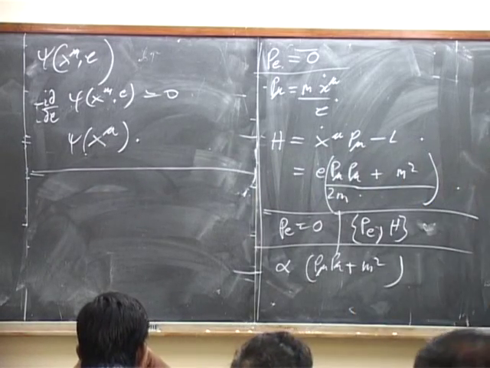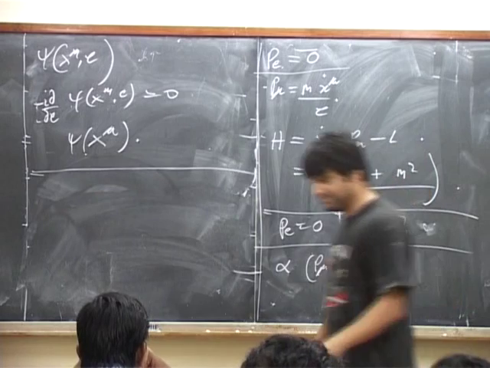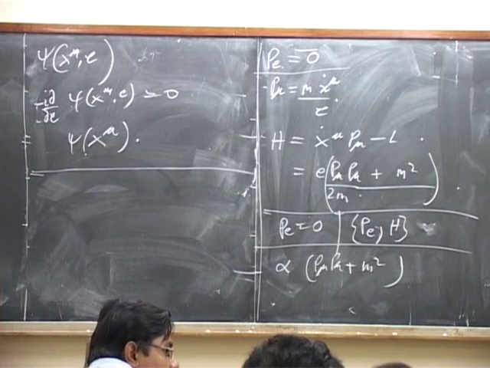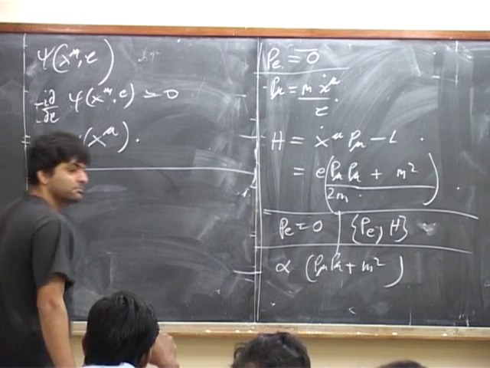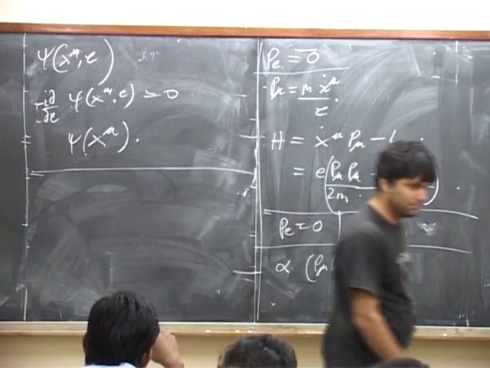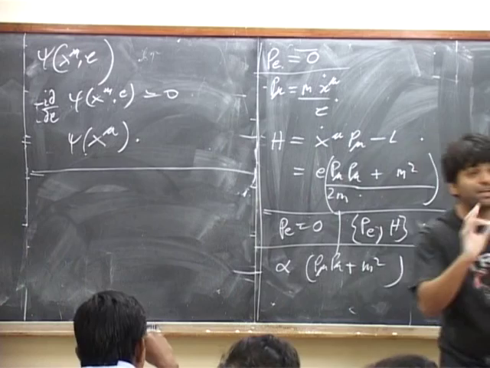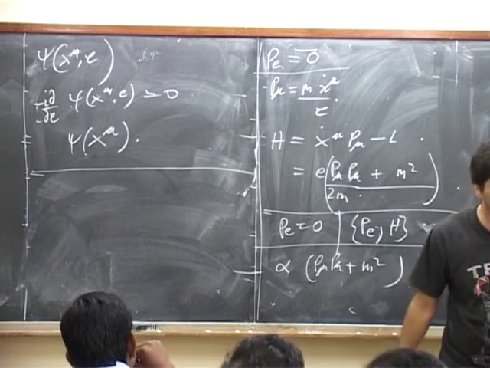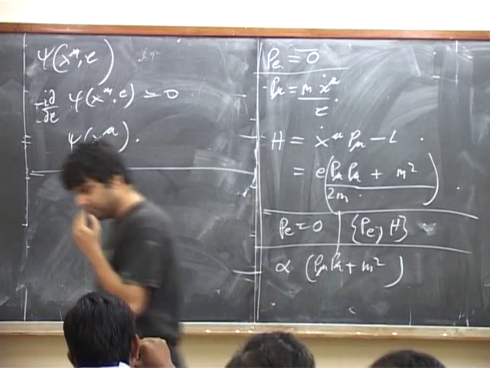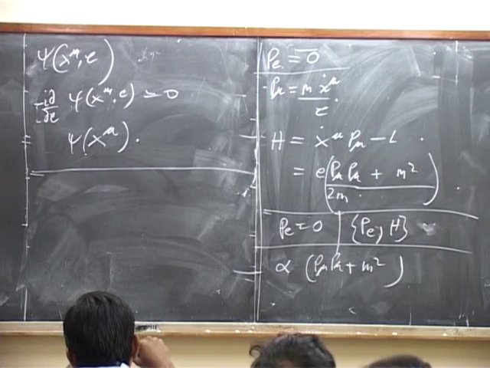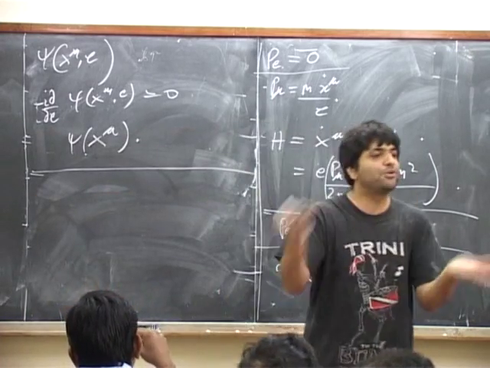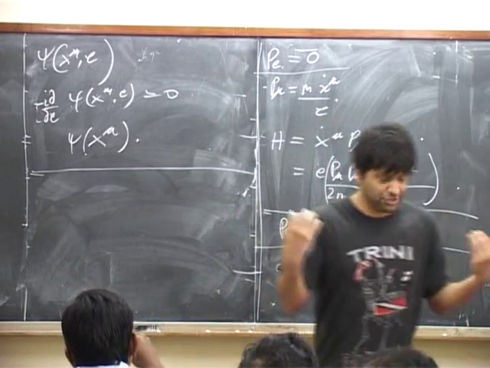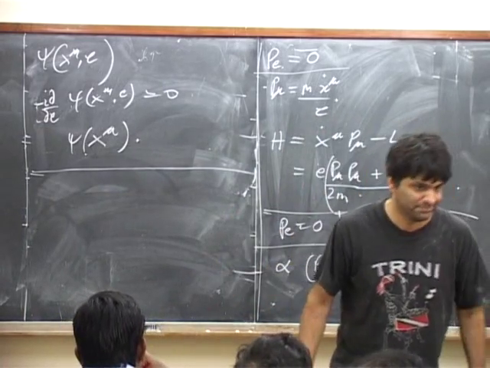This last one is poor man's root to quantization. In the previous way, we didn't have to bother about the fact that the Hamiltonian was identically zero. But now H is not zero identically. However, we're only dealing with states on which the Hamiltonian vanishes. So time evolution for physical states is trivial. Yes. Okay.